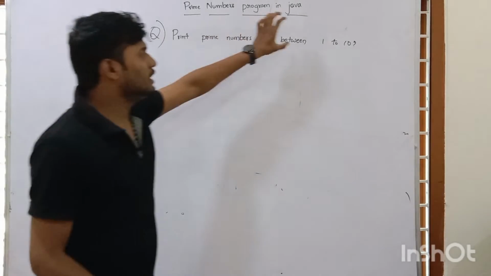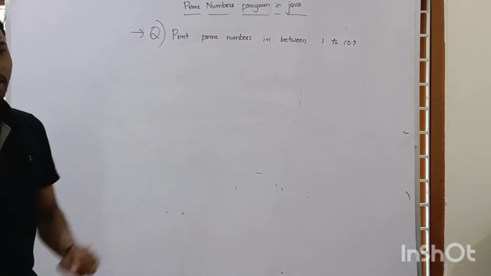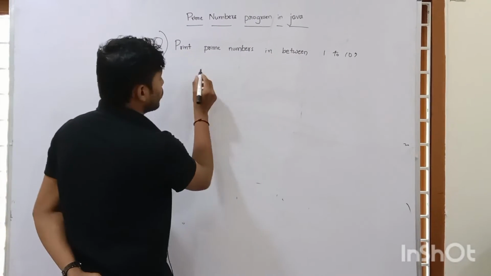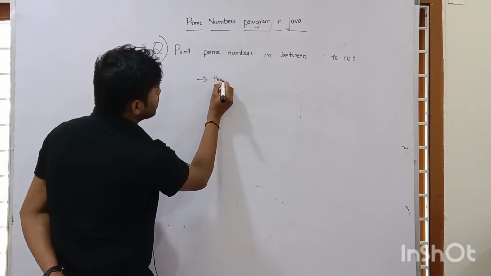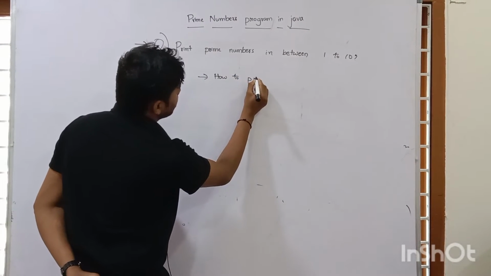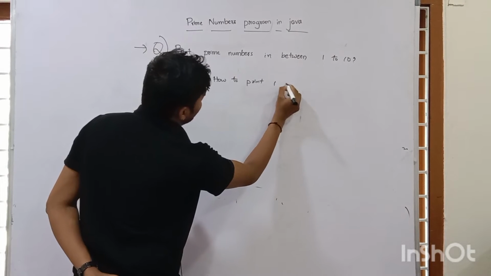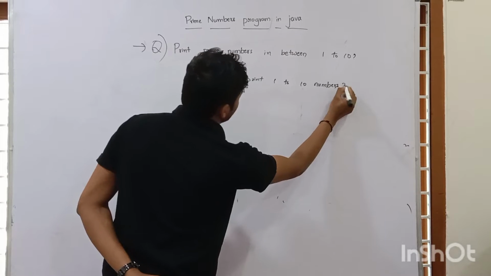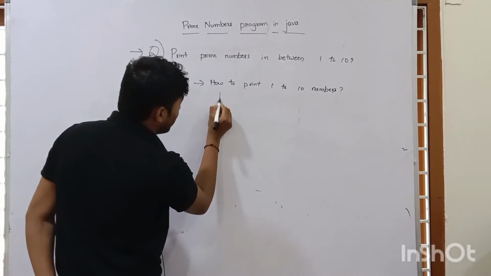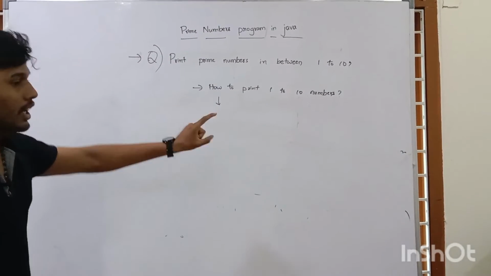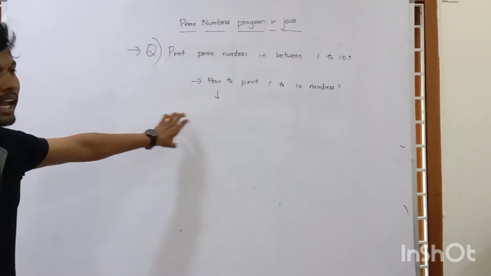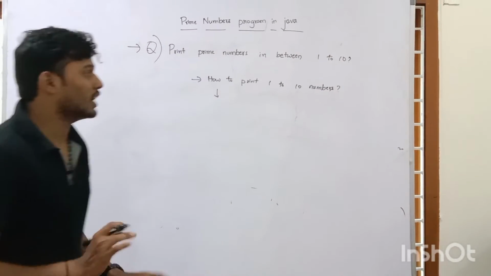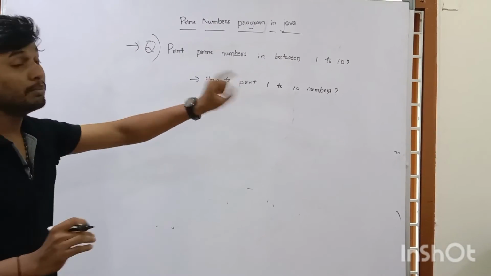To print these, there is one way we can directly go through the program. Before the program, first we need to know how to print 1 to 10 numbers. For that we need to use some operators as well as a loop. Before knowing how to print 1 to 10, we can't achieve printing the prime numbers from 1 to 10.